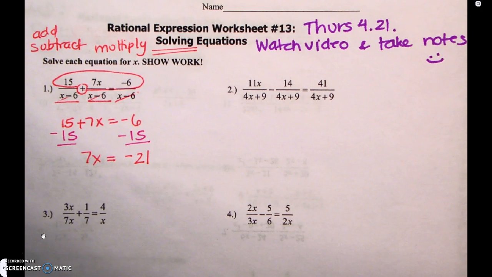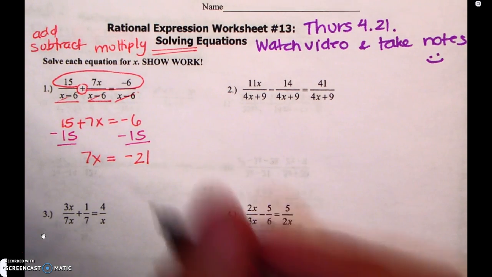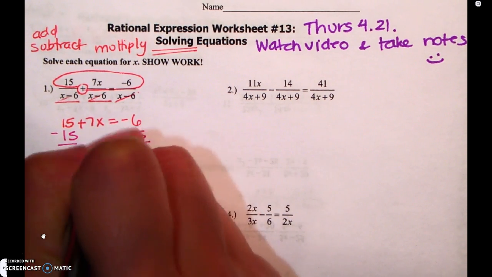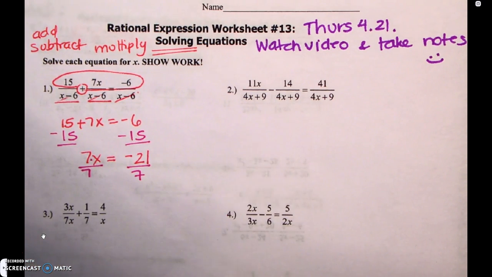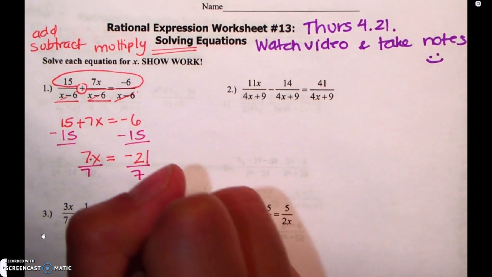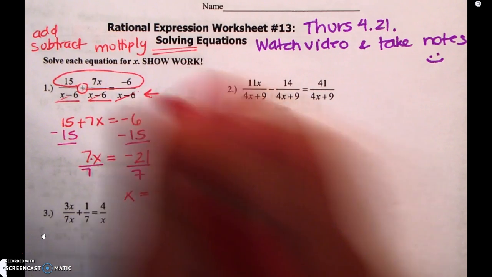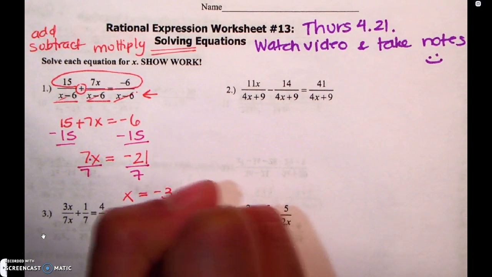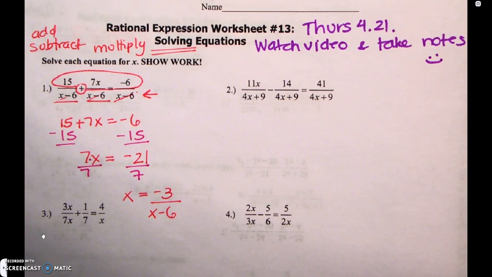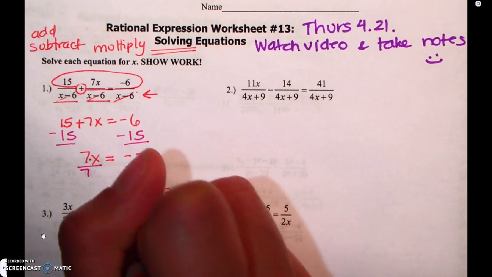Okay, and then how would you solve for the x? You're multiplying by 7, so you're going to divide both sides by 7. In this case, you're left with x is equal to -3. I have solved for x, but now I need to come back and bring my denominator back in. So this is actually -3 over x minus 6.